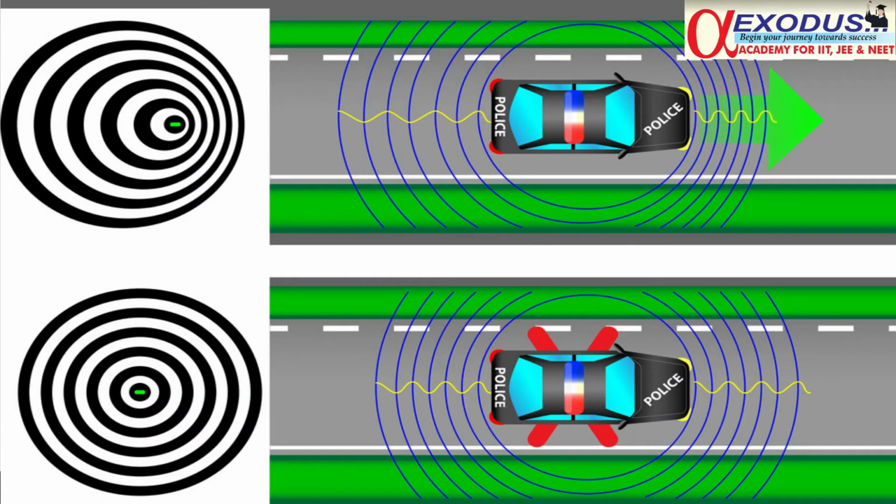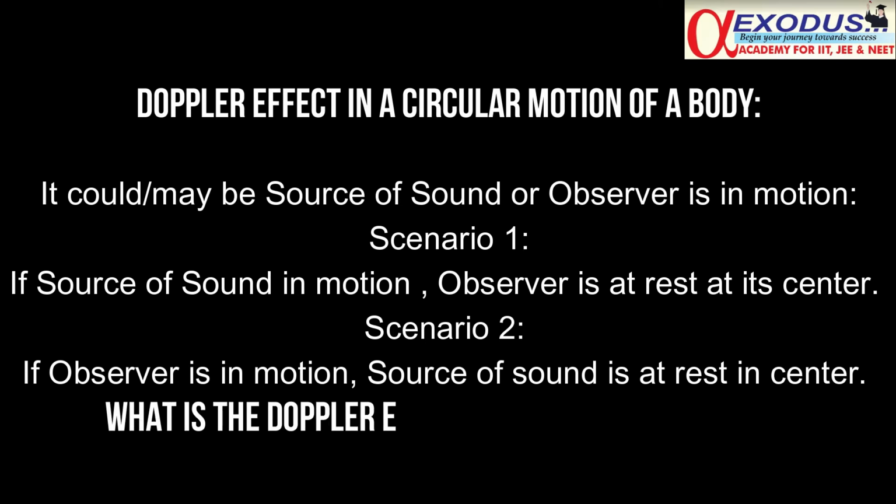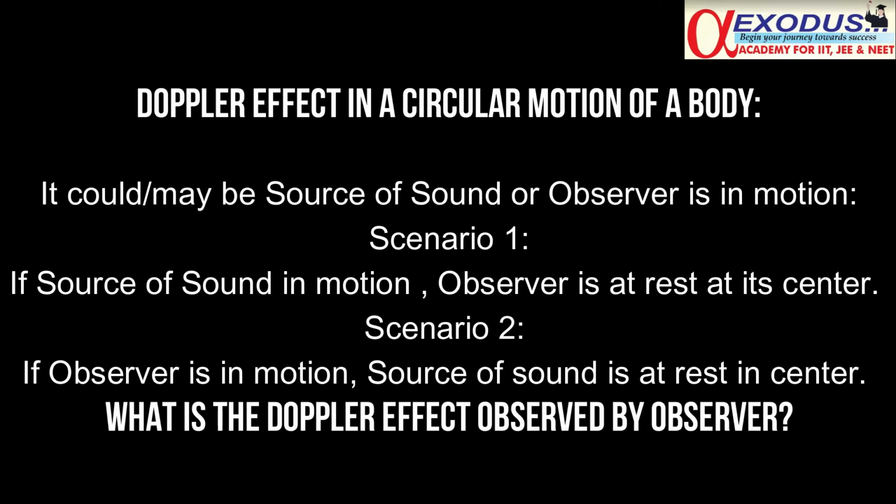Today we are going to discuss the Doppler effect in the circular motion of a body. Either the source of a sound or the observer may be in motion. If the source of a sound is in motion, the observer is at rest at its center. If the observer is in motion and the source of a sound is at rest at its center, what is the Doppler effect identified by the observer? Now we are going to study.